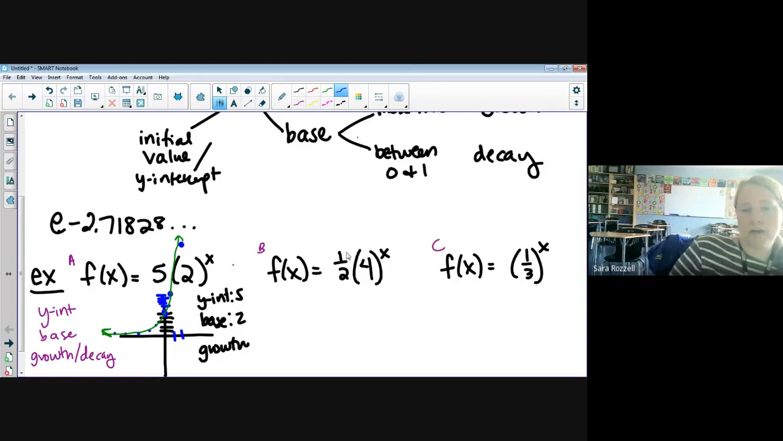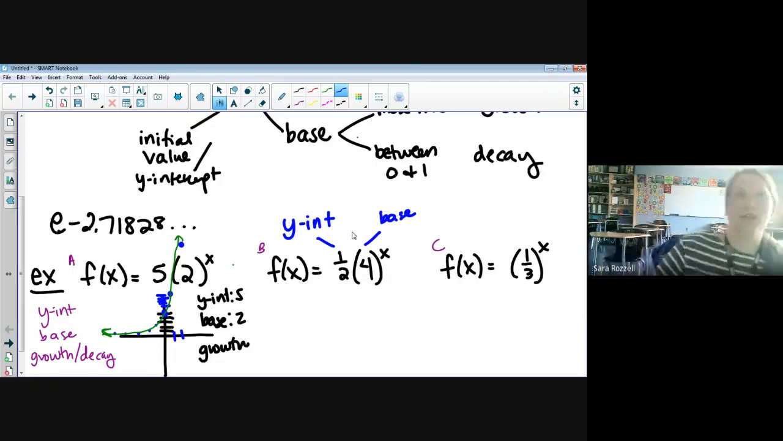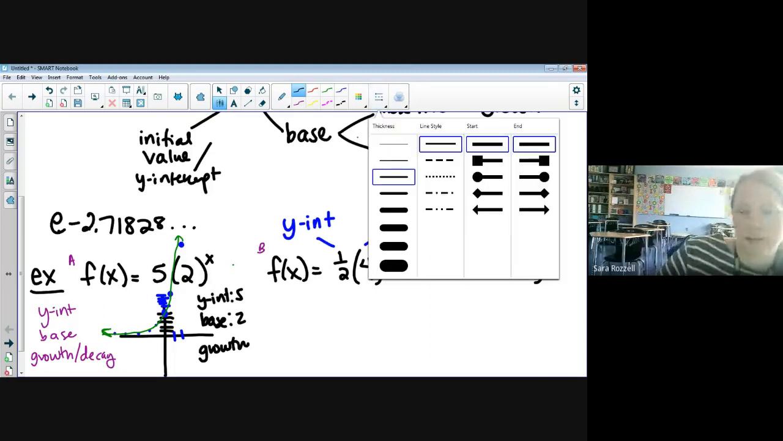All right, good. Our number in the front, that is our y-intercept. That's our starting position. We're going to start at 1/2 on the y-axis. And then our base is 4. Our base tells us we're multiplying by 4 each time. So is that going to get bigger or smaller if we're quadrupling it? It's going to get bigger, so that's going to give us a growth. That base is bigger than 1, so that would be a growth for us.